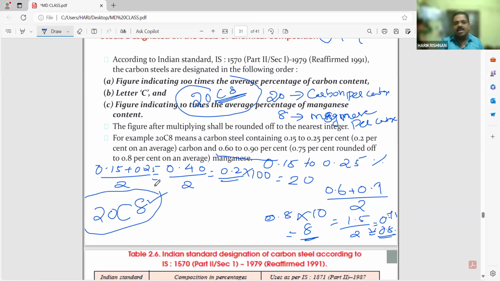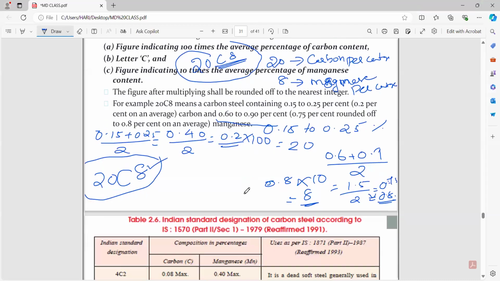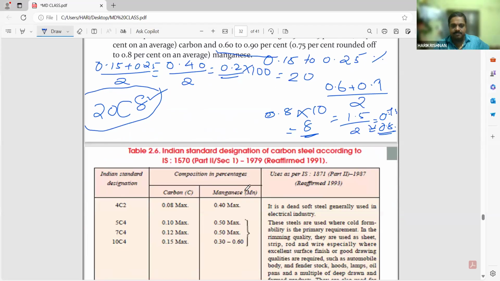I think the concept is clear now. Any doubt? Okay. Shall I proceed further? Yes, sir. Clear, sir.